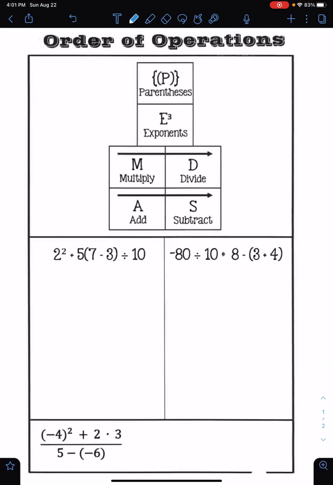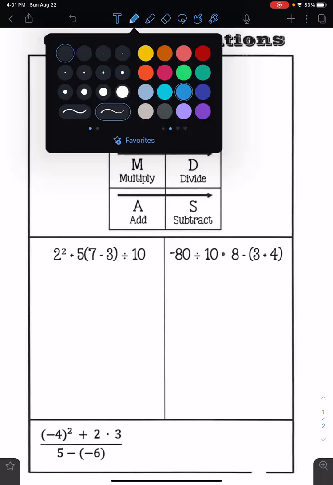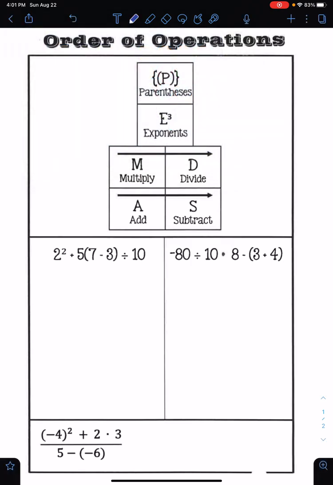All right, today we are going to visit the order of operations. The order of operations is not anything new to you, probably. However, having integers with the order of operations might be new. So the steps haven't changed.